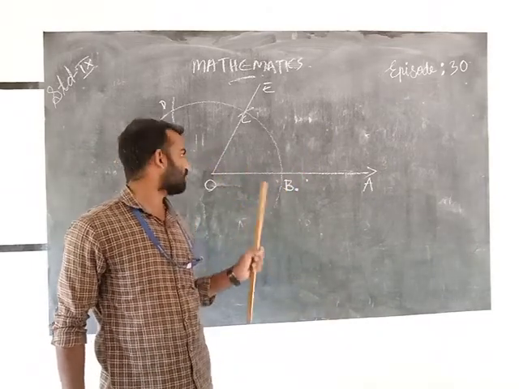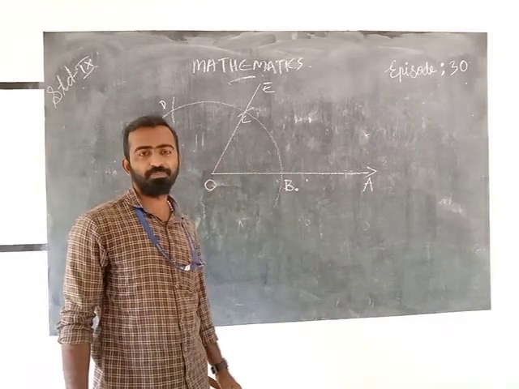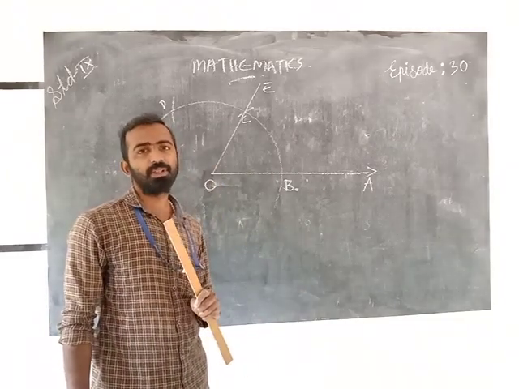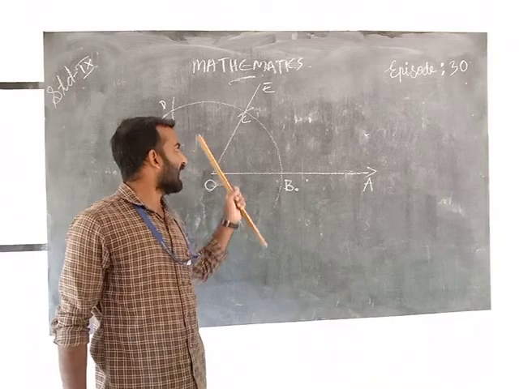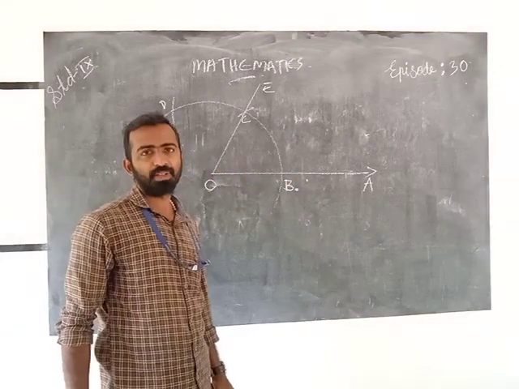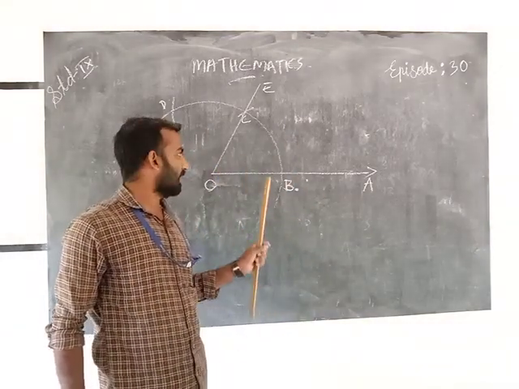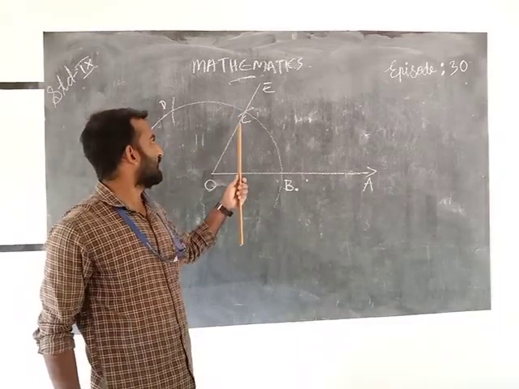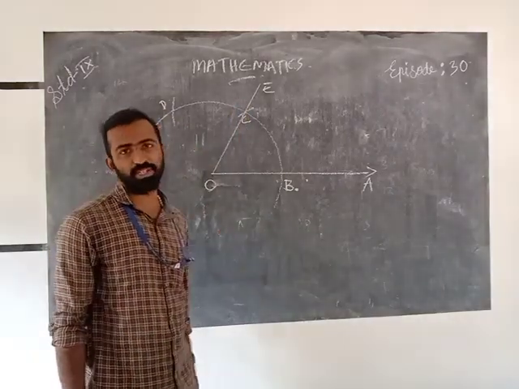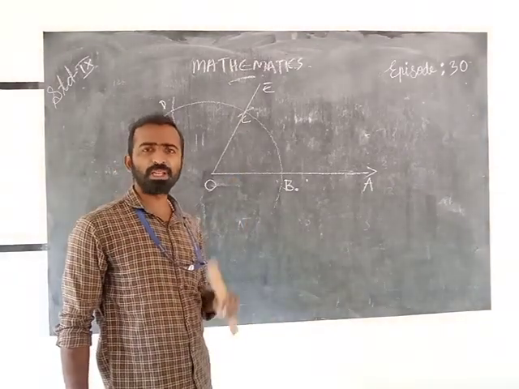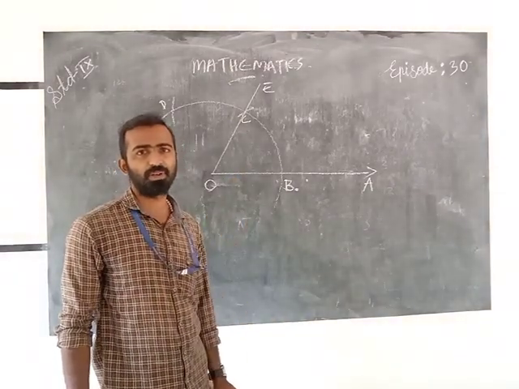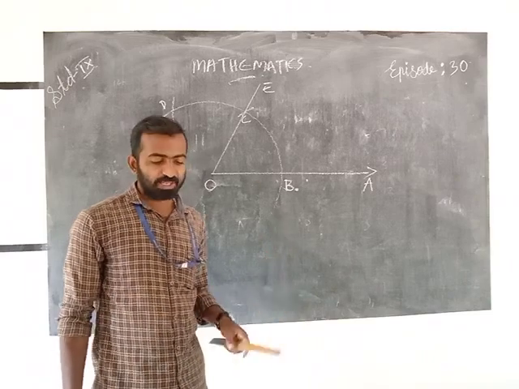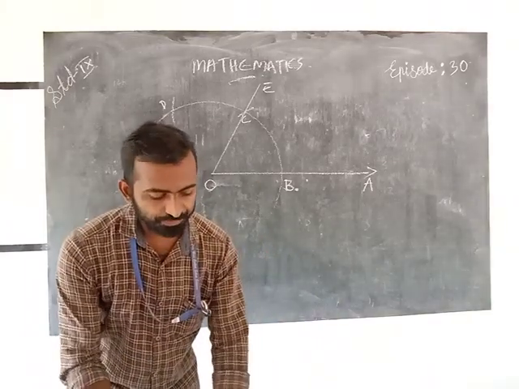This is the process. First we draw a ray, then we mark an arc on the ray, then with the same radius we cut the arcs. Then with the first cutting we get 60. You can check with the help of a protractor. Okay, can we start our exercise?